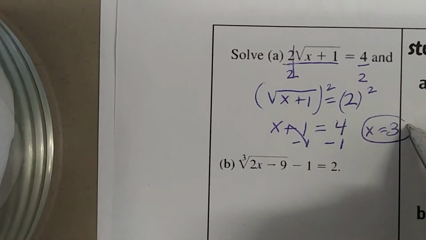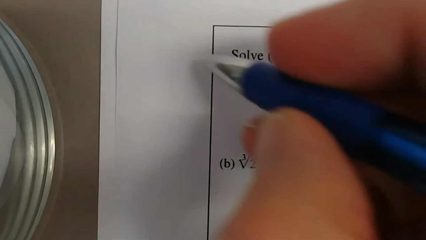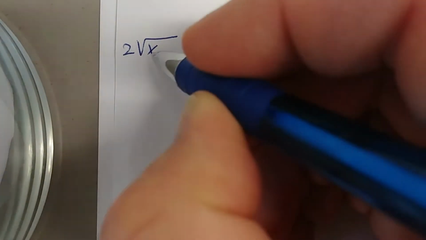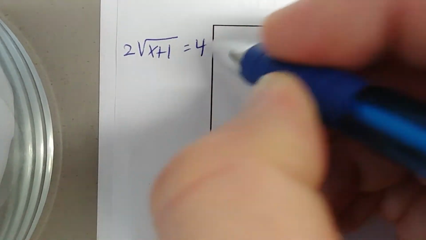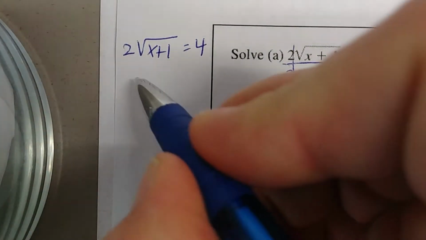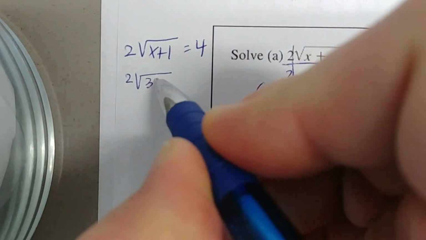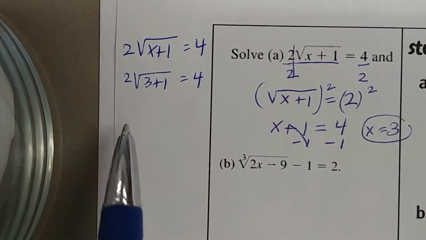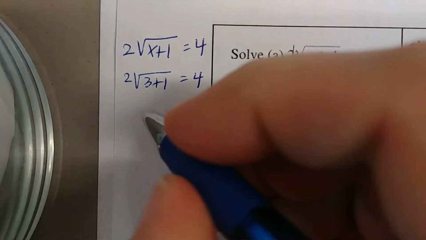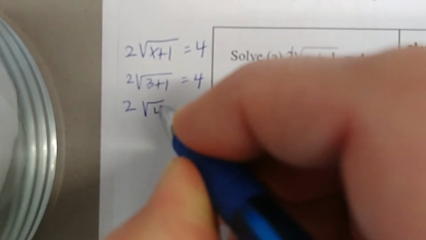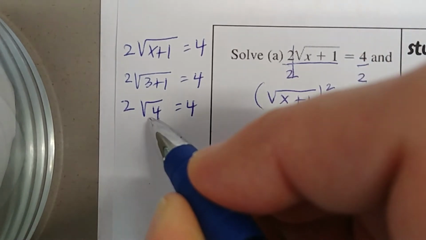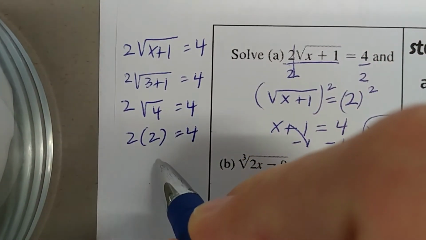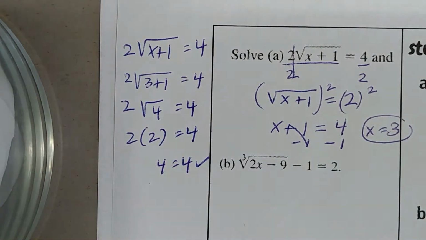I can check that pretty easily by rewriting the equation and substituting in a 3 for x. When I follow the order of operations to simplify this, I get 3 plus 1, which is 4. Radical 4 is 2, and 2 times 2 is 4. So I get a true statement when I check.